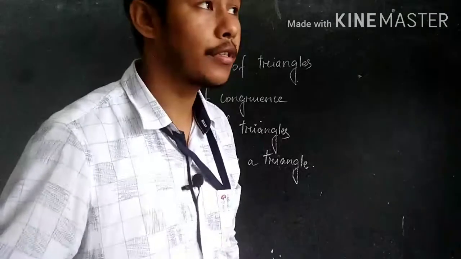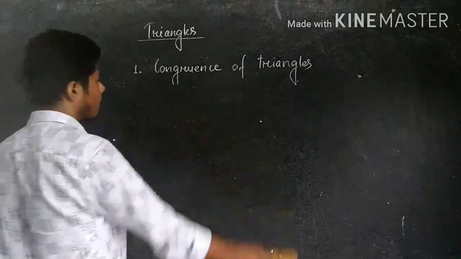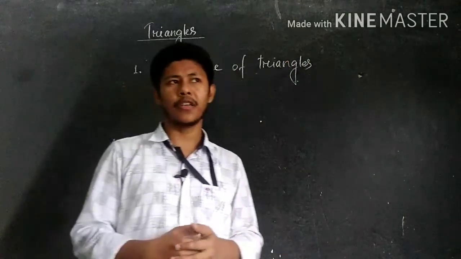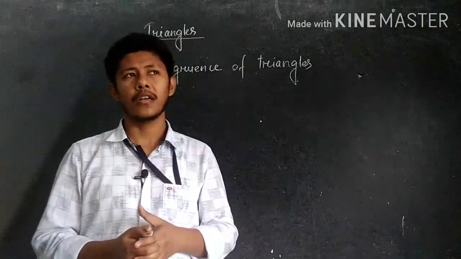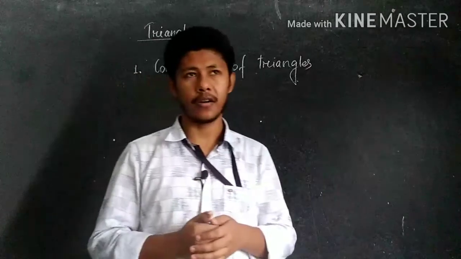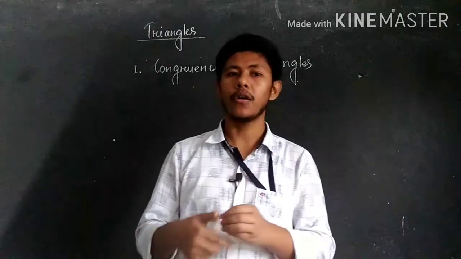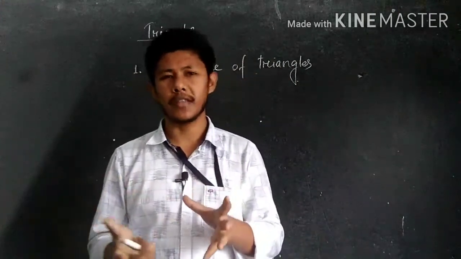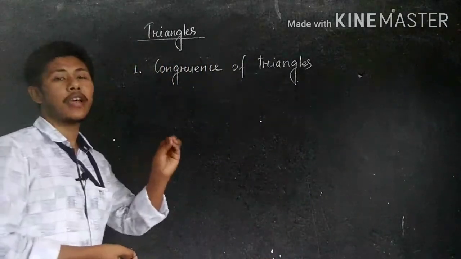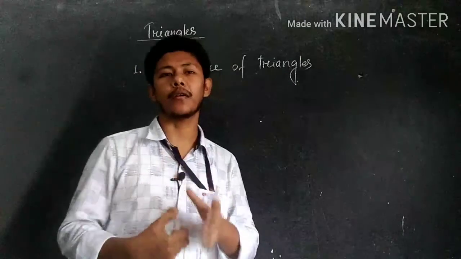So actually, what is congruence? This is the first topic we have to discuss, congruence of triangles. Suppose we consider an example: two bangles of the same shape and size. Or suppose we consider two ATM cards of the same bank. In this way we can consider lots of examples. So congruence means what? If shape and size are the same, then we can say congruence.